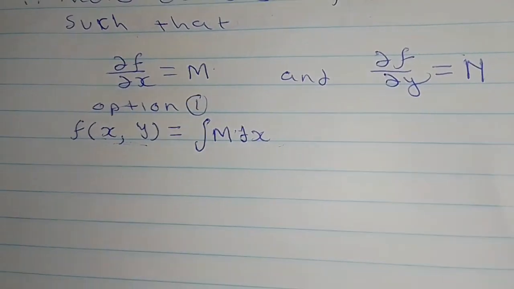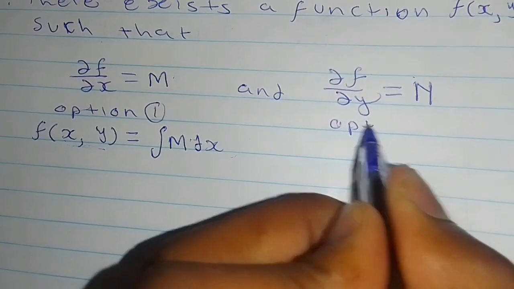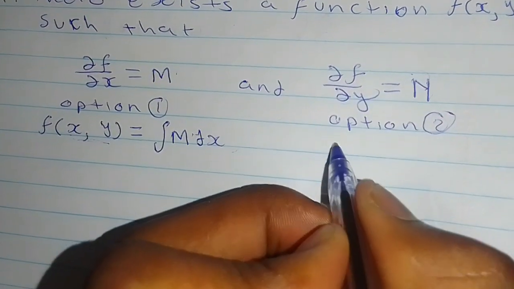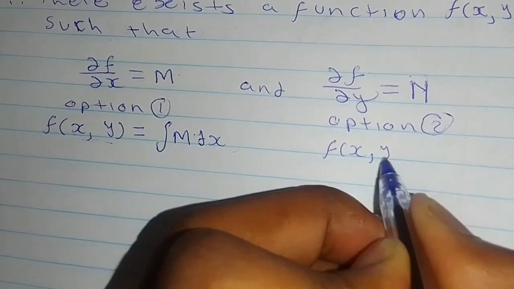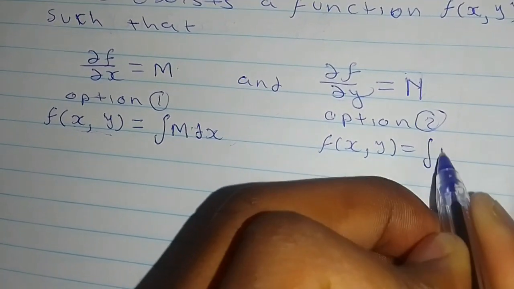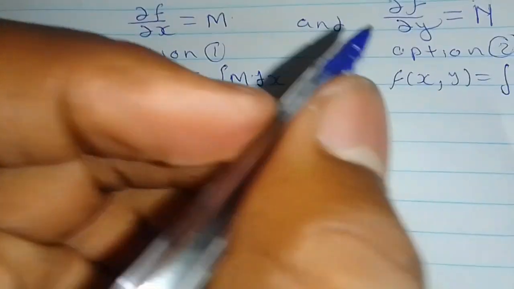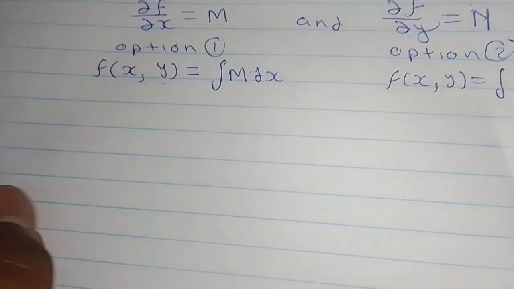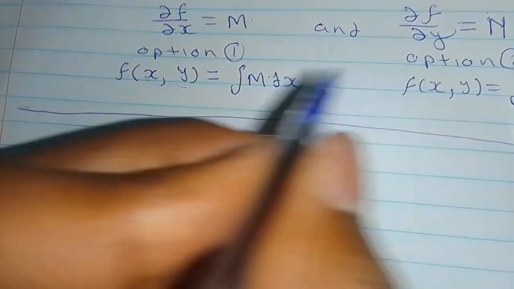Okay, so if option 2 is easier, if it's easier to integrate this one with respect to y, then you'll have f of x, y equals the integral of n with respect to y, and your constant is just going to be g of x or h of x. It can be anything though, a function of x. So let's work on an example here.